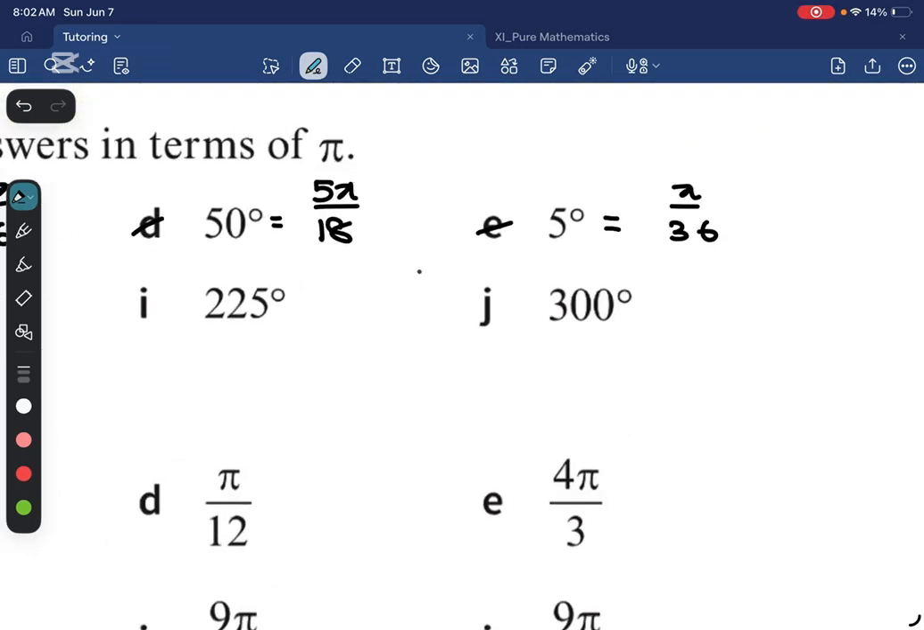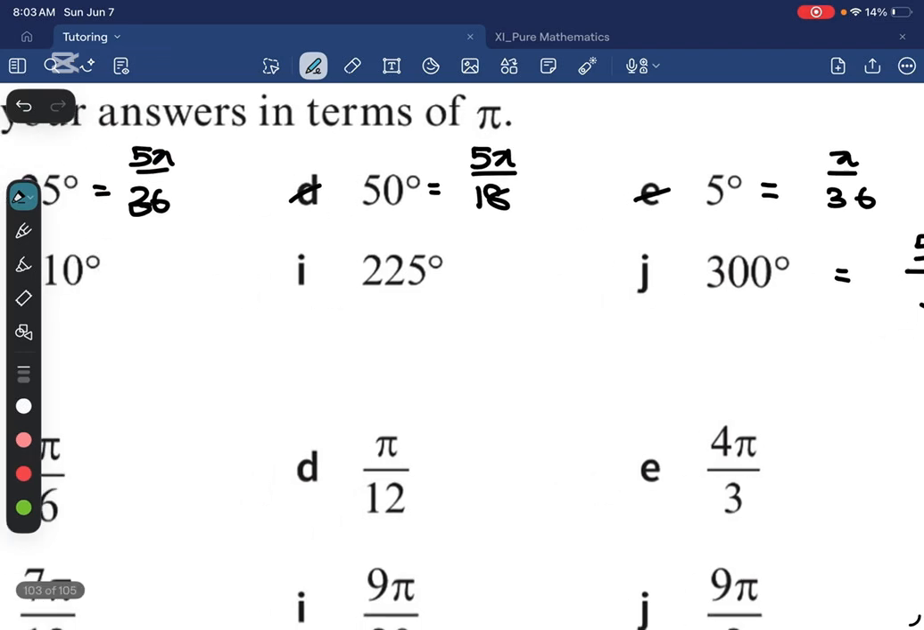50 degrees is 5 pi over 18. What's 300 degrees? Well, 300 is just 50 times 6. So you need to multiply 5 pi over 18 by 6. So you get 30 pi over 18, which is just 15 pi over 9 for J. And you can do it further, actually. You could get 5 pi over 3, right? Because 15 and 9 have 3 in common.